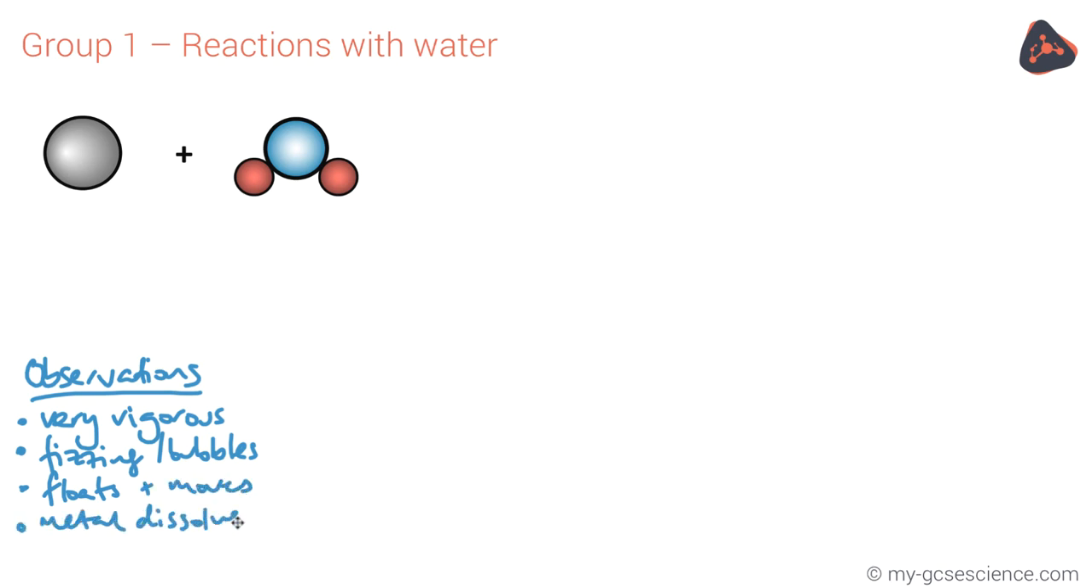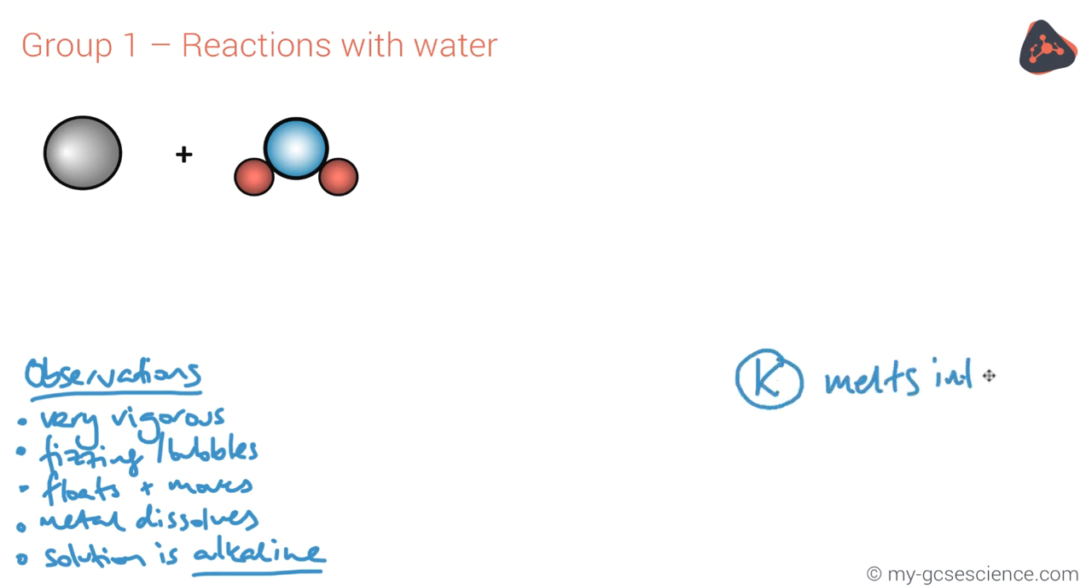Eventually, the metal dissolves, and the remaining solution is alkaline. In the case of potassium, because it's further down the periodic table, it's more reactive. It melts into a ball and then actually bursts into flame, which has a distinctive lilac colour.